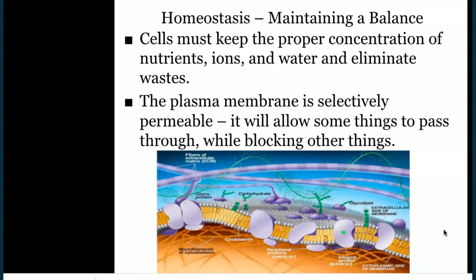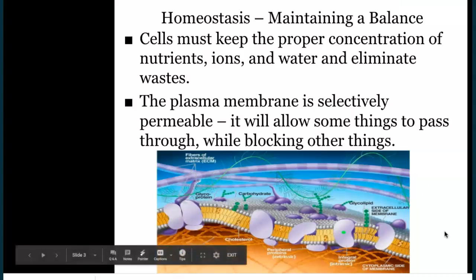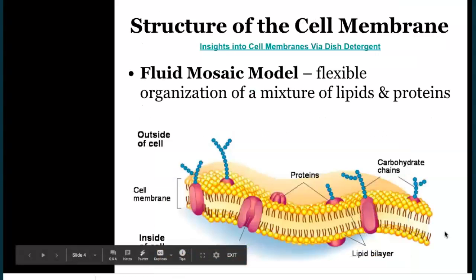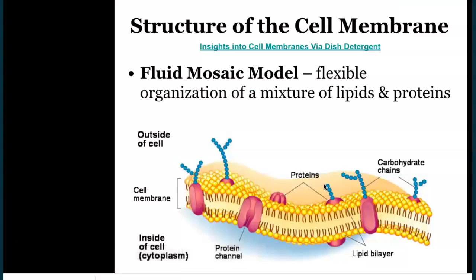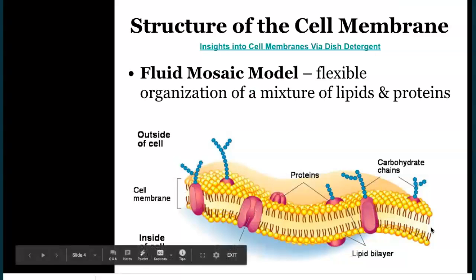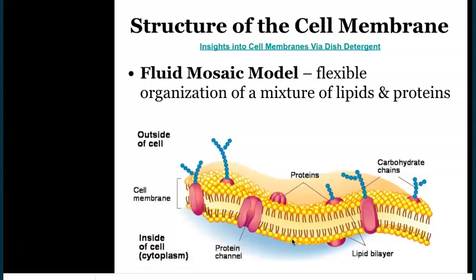So it's selectively permeable, meaning it selects what can go through. So some things can and other things can't. Basically, if it fits, it ships. That's what I say. So the fluid mosaic model, fluid because it has fluid motion, all of these lipids in here, the yellow part, the tails are in constant motion. So that's why they refer to it as fluid.